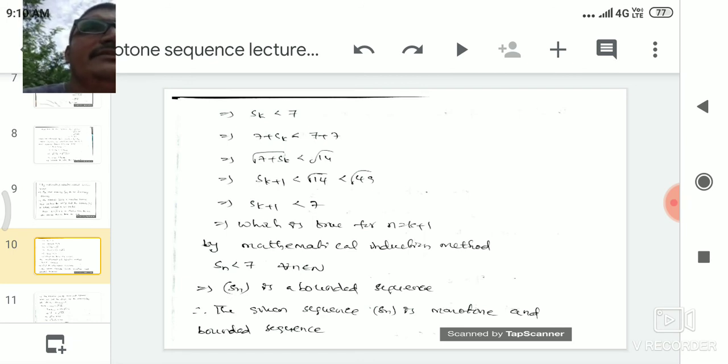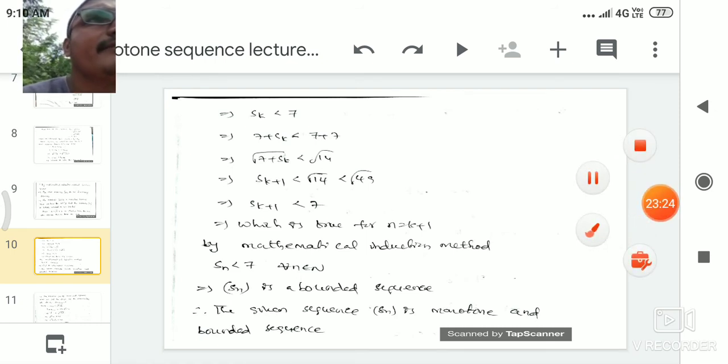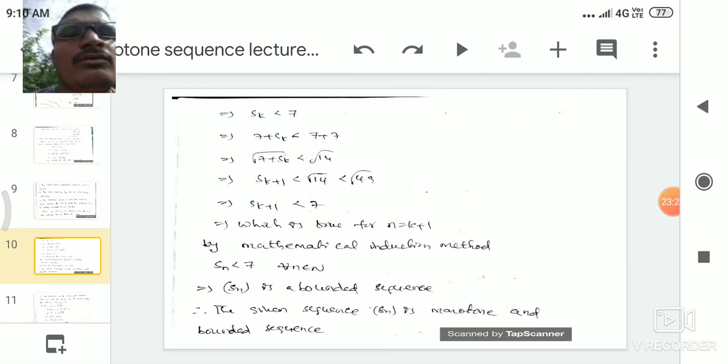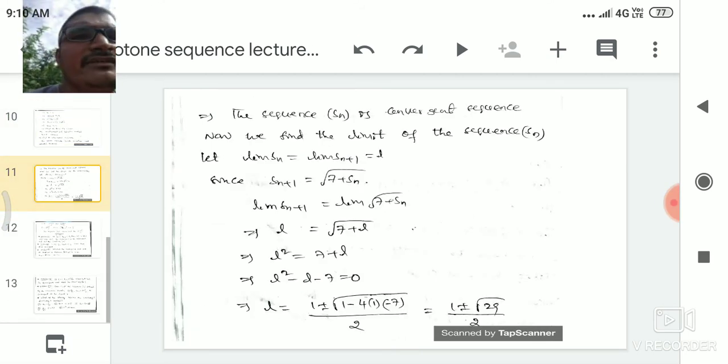Therefore the given sequence is a monotone and bounded sequence. We know that every monotone and bounded sequence is convergent. Therefore the given sequence is a convergent sequence. Now we have to find the limit of the sequence Sn.